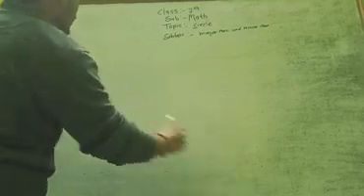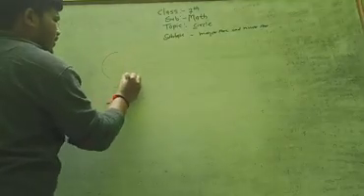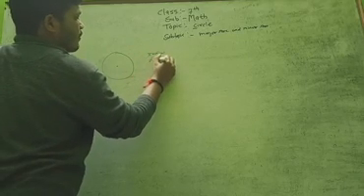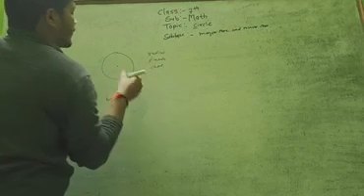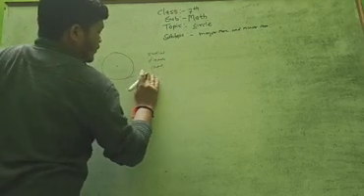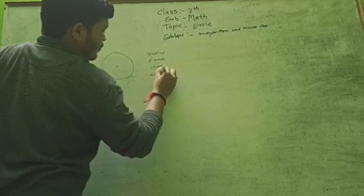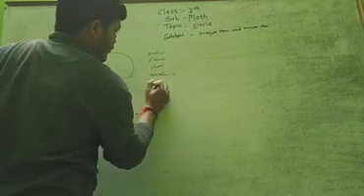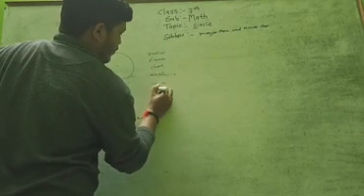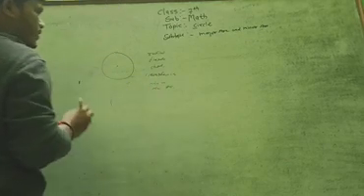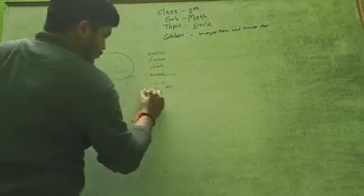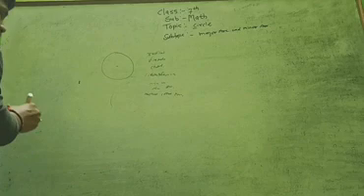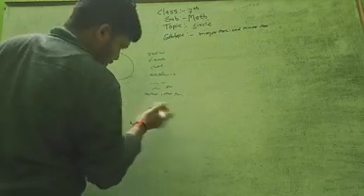So what have we studied in the circle? We have studied about the radius, the diameter, the chord, and the circumference. We have solved different types of problems on the circumference of the circle. Then we have studied the major arc and the minor arc, and then the mutual corresponding arc.